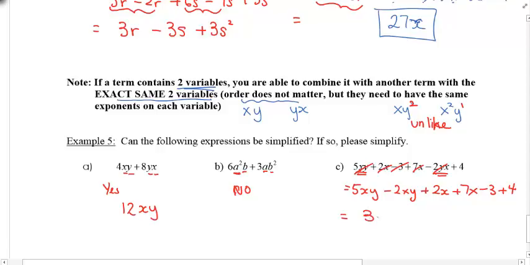5xy minus 2xy is 3xy. That's those two combined together. 2x and 7x, that's 9x. And then negative 3 plus 4, positive 1. We're done.